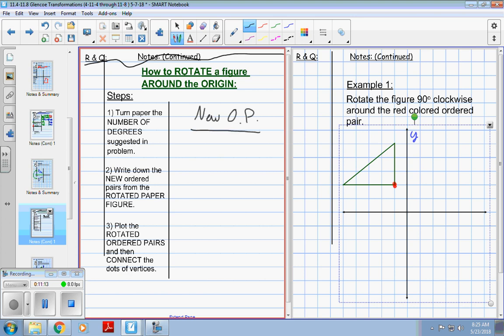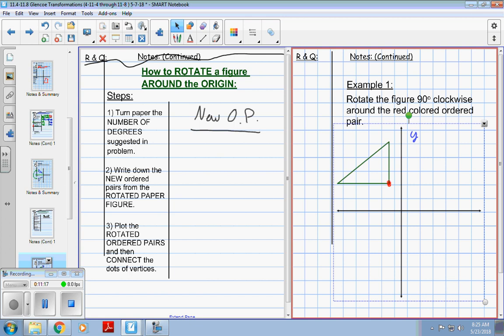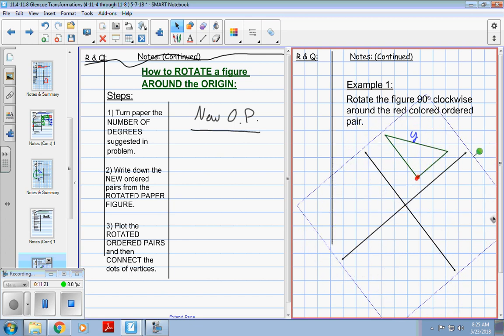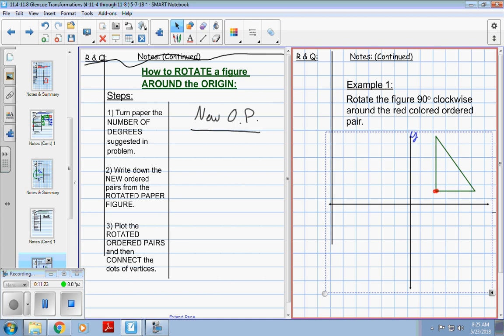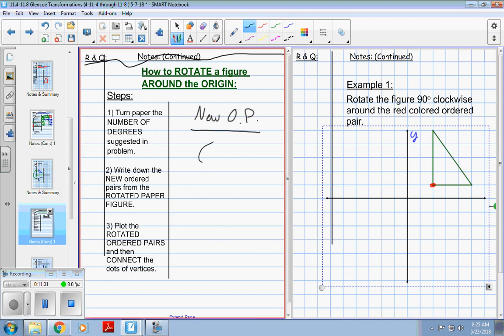Okay, so we have to rotate the paper 90 degrees clockwise. So take your paper and turn it a 90-degree turn clockwise. Awesome. And now what we're going to do is write down the ordered pairs of the vertices that we have once we turned it. So our new ordered pairs are 2, 1. We have 5, 1, and we have 2, 5.